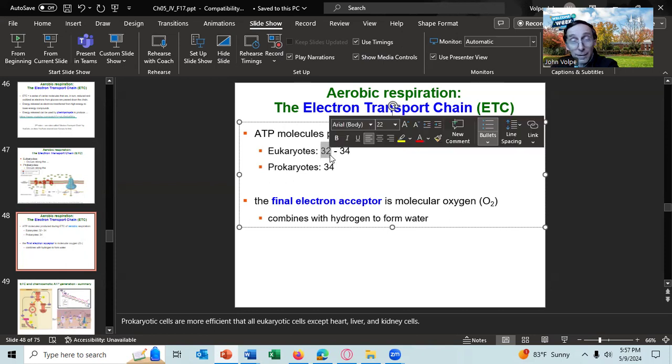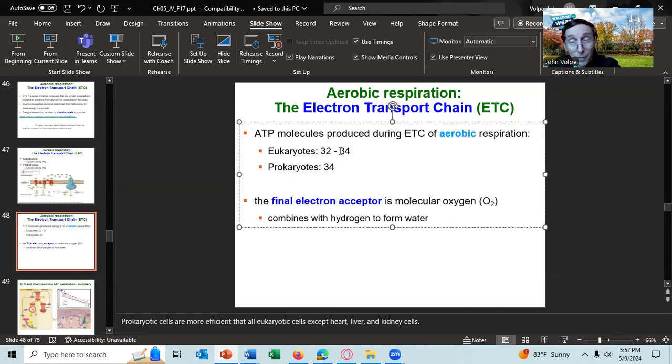So your brain cell only generates 32 molecules of ATP per molecule of glucose, whereas your heart, your liver, and your kidney, which are always working, generate 34 molecules of ATP per molecule of glucose. They're a little more efficient because those cells are always working. At least while you're alive, your heart is always beating. Any questions about any of that?